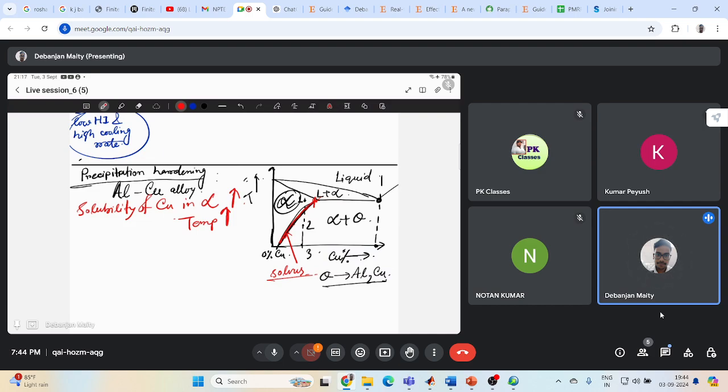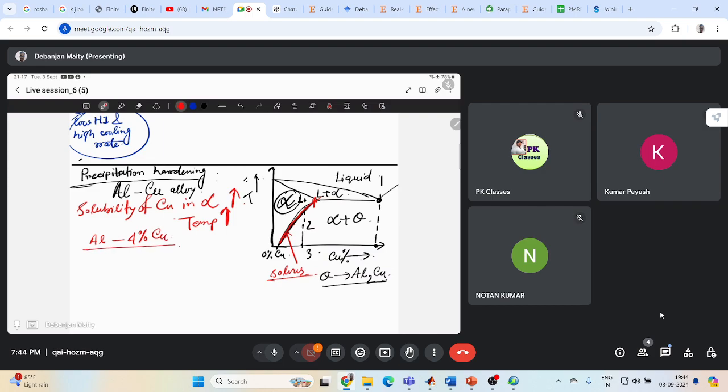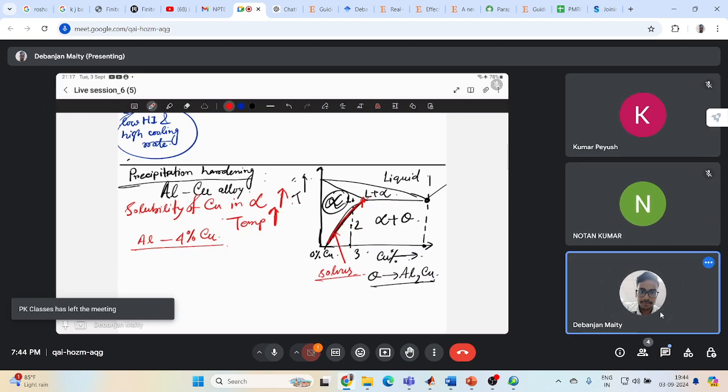Consider some alloy of aluminium and 4% copper. What do you do in step 1? In step 1, you initially solution heat treat. You heat treat the alloy in the alpha phase temperature range until it becomes a solid solution. So I have made the solid solution by increasing the temperature to that range.